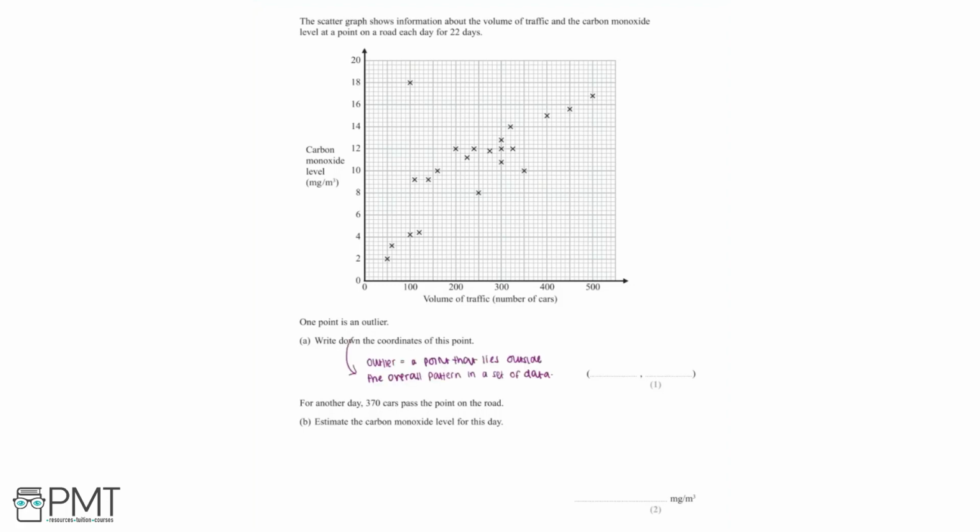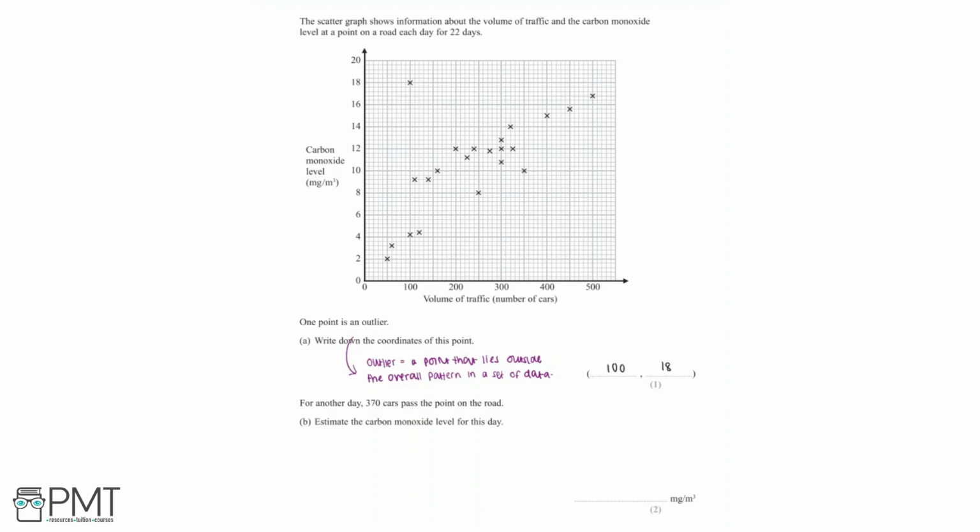And so we can say that an outlier is a point that lies outside of the overall pattern in a set of data. If we take a look at our scatter graph, we can see that there is a clear outlier in the top left corner. This point doesn't really fit in with the rest of the points, and it just kind of exists on its own. That's exactly what an outlier is. So we need to write down the coordinates of this point, and reading off our graph, we can see that the coordinates of this outlier is 118.